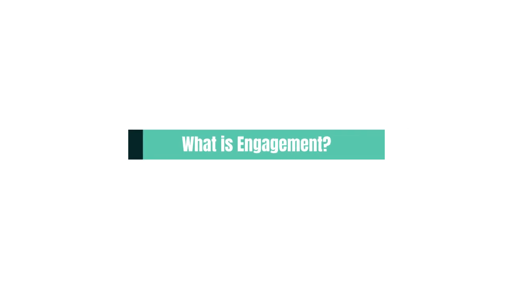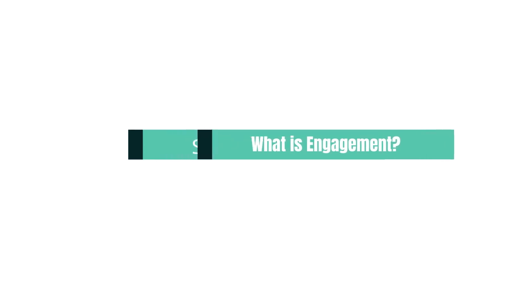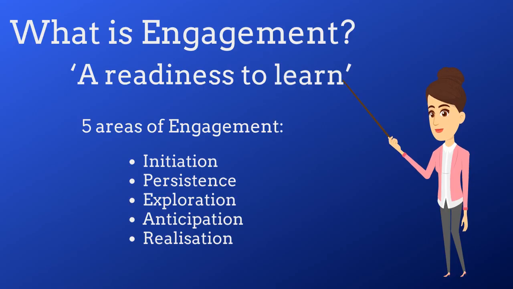The engagement model allows us to reflect on the fact: do we really know what engagement is? Engagement is a readiness to learn. By using the 5 areas on the engagement model, it allows us as practitioners to observe children and young people and really understand what their readiness to learn looks like and how this can be achieved in our lessons to ensure that they are engaged in their learning.